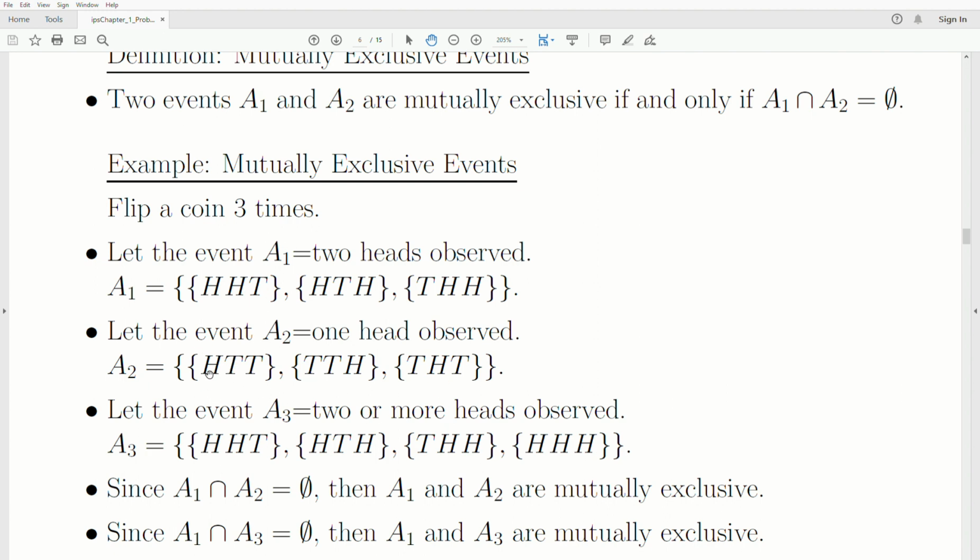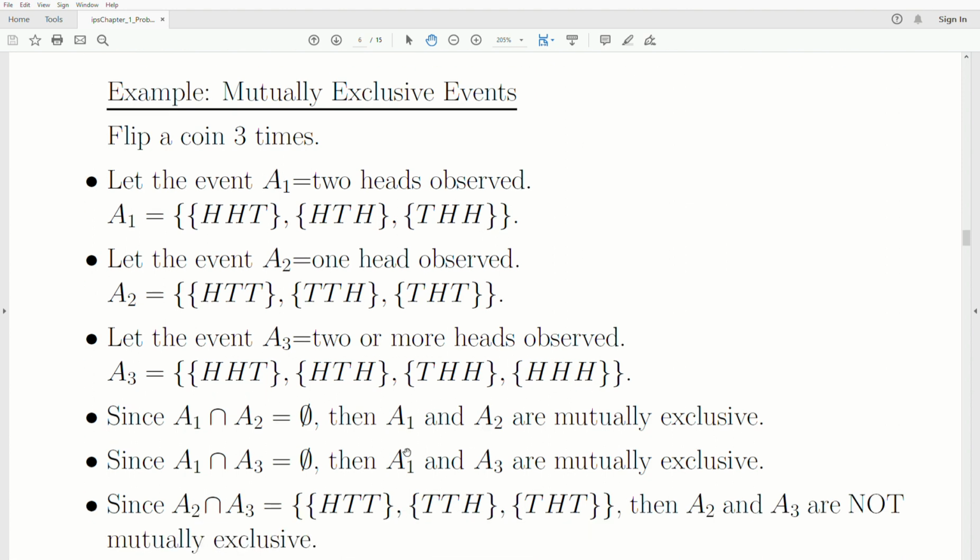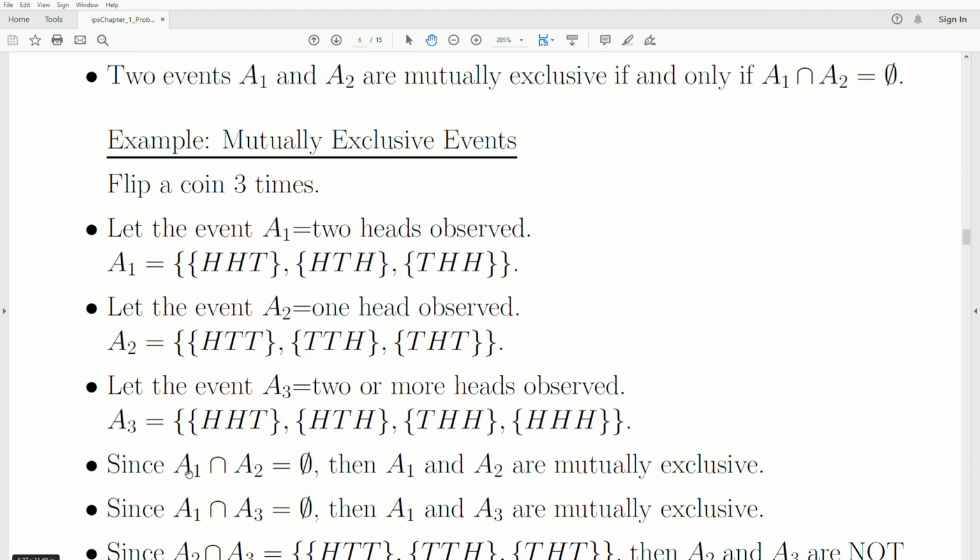So that's this, right? And the elements of A2 are here. Let the event A3 be 2 or more heads observed. So A3 would be this set. And now note that since A1 intersect A2 is the empty set, then A1 and A2 are mutually exclusive. So note that there's no elements in common between A1 and A2, so it's the empty set.